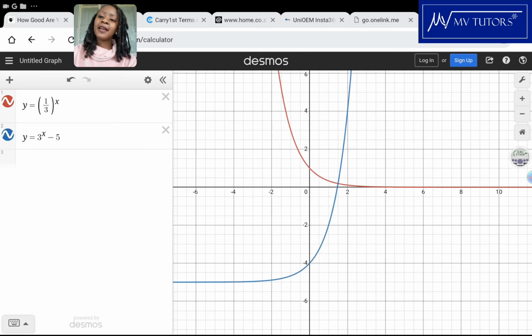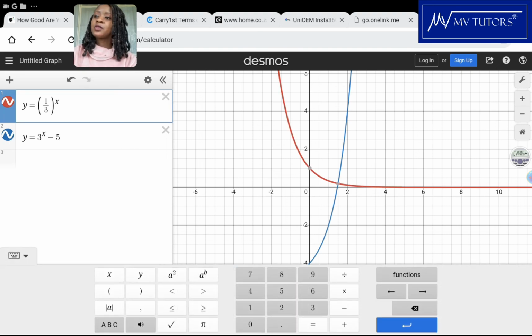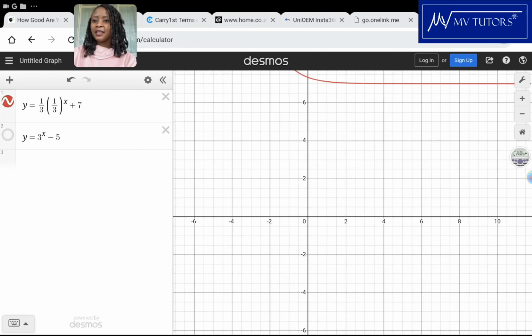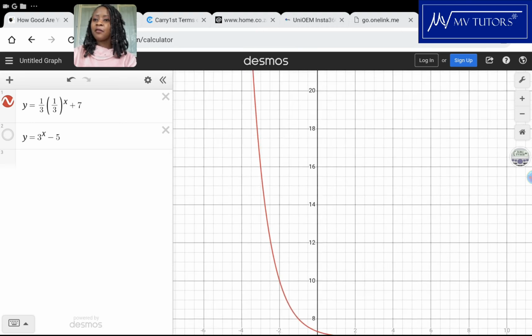Obviously, it started with a y-intercept of 1. Shifting 5 units down, it's going to have a y-intercept of negative 4. And your equation of the asymptote will be y is equal to negative 5. So you can do whatever you want to these graphs. So in our case, we had a third, right? And then it shifted 7 units up. Okay, let me just switch this one off. And this is how our function looks.